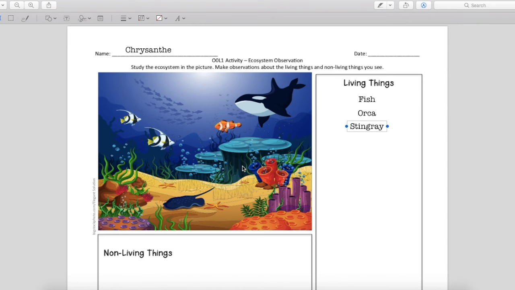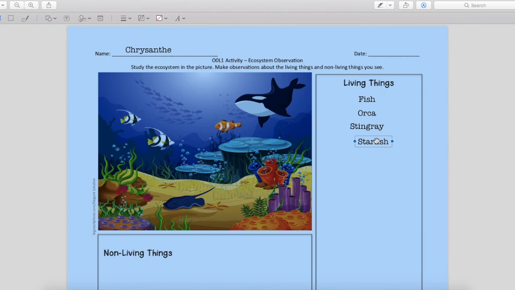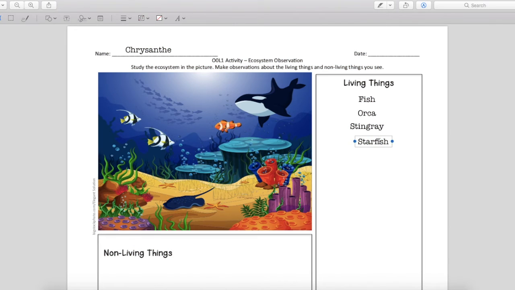What else? I see some starfish. And believe it or not, starfish are also animals. Pretty cool. Now, another animal that you might not know about, but I've definitely seen in this photo, is right here. Looks like some coral. So, sort of crazy, but coral are animals. Which is really, really cool.